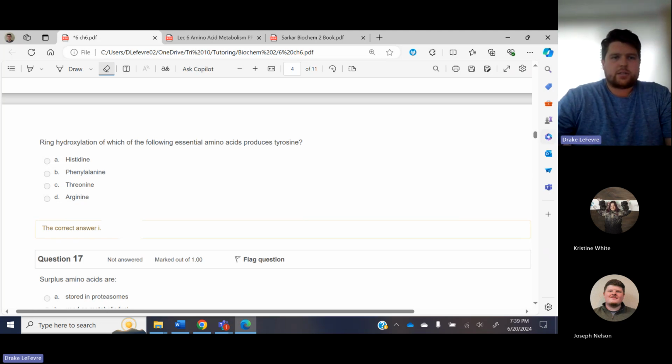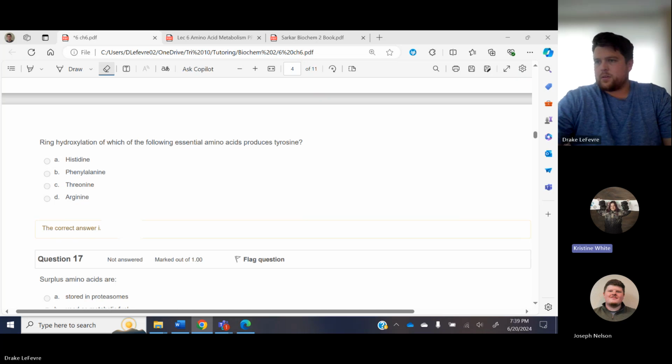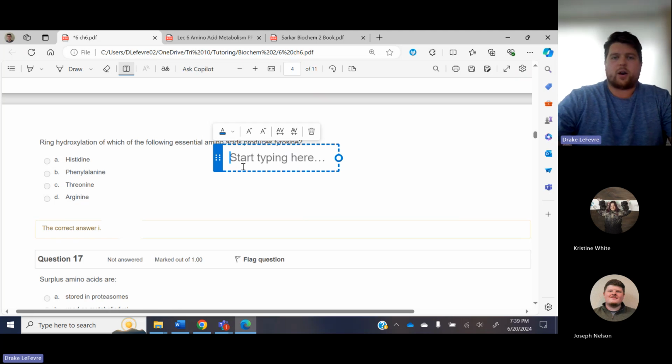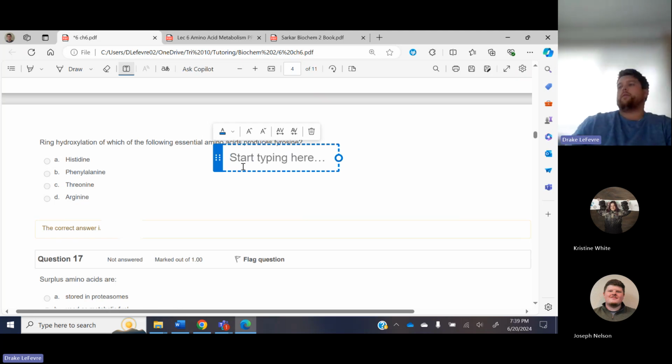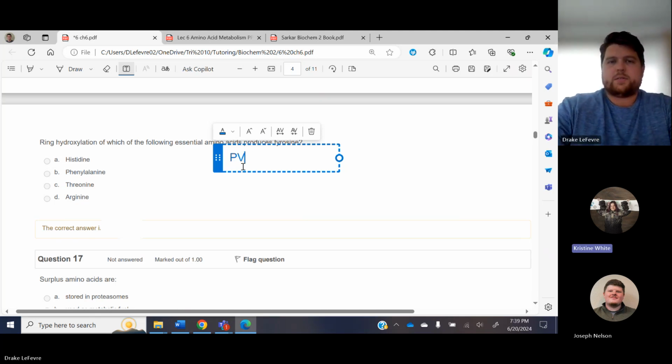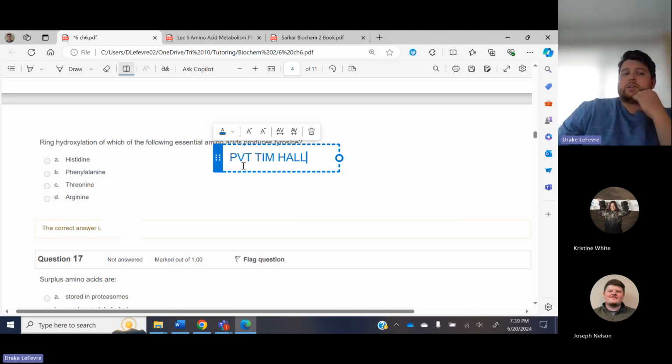Ring hydroxylation of which of the following essential amino acids produces tyrosine? I can't remember this one. First of all, let's think about the essential amino acids. Do you guys remember the mnemonic to remember essential amino acids? Lucy loves lysine or something like that. This is essential amino acids, so all of them. PVT TIM HALL are our essential amino acids.